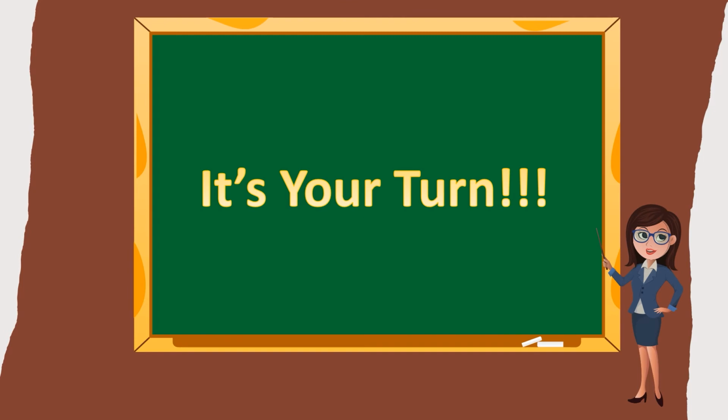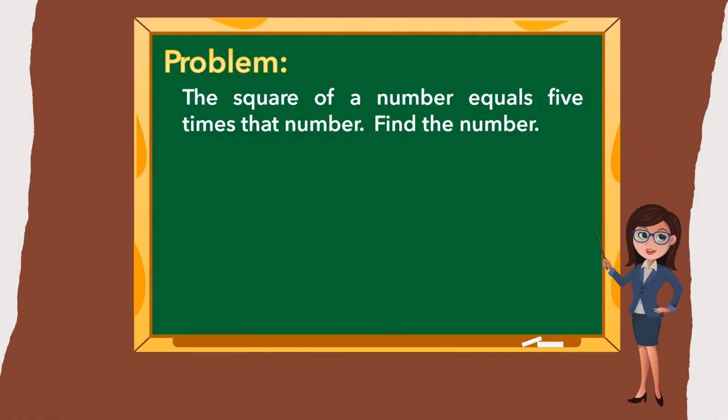Okay, learners, it's your turn. Let us answer the different problems involving factors of polynomials. First, the square of a number equals 5 times that number. Find the number. Yes, you're right. The answer is 0 or 5.